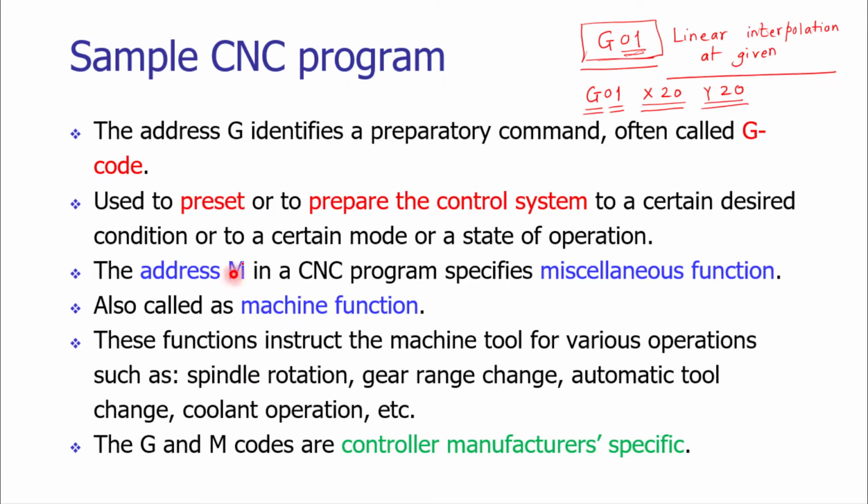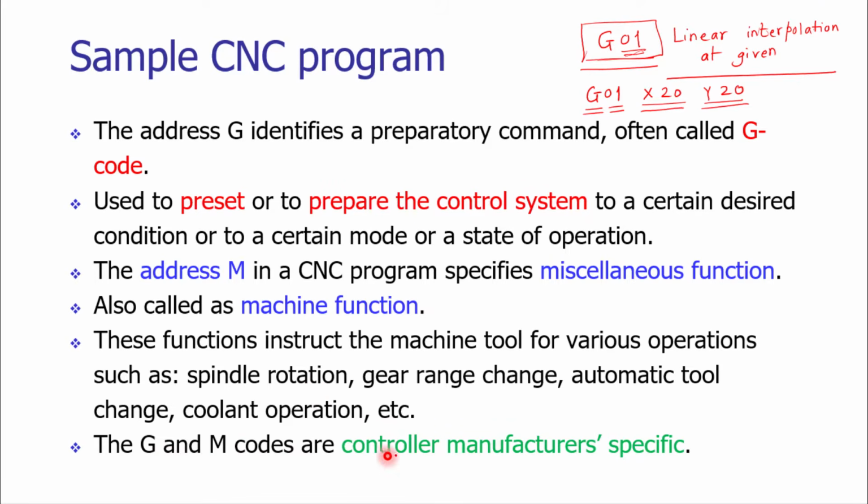Then we are having the address M, and that is specifying the miscellaneous function, or it is also called the machine function. Various auxiliary functions which are to be done during the CNC machining operation. These are related to the rotation of the spindle, change in the gear range, automatic tool change, and coolant operation. So these machine functions would be carried out by the address M. There are numerals available, M06, that is to change the tool.